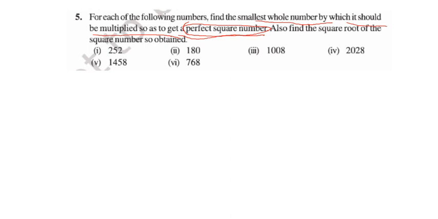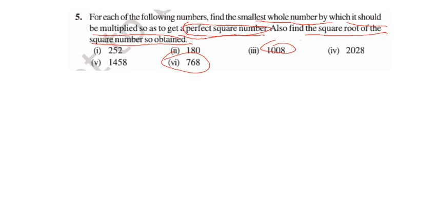And also find the square root of the square number so obtained. Once you find the missing prime number and the perfect square, you can calculate the square root. So we will try it here also. Out of these 6 sub questions, we will do just 2: 5(3) and 5(6).